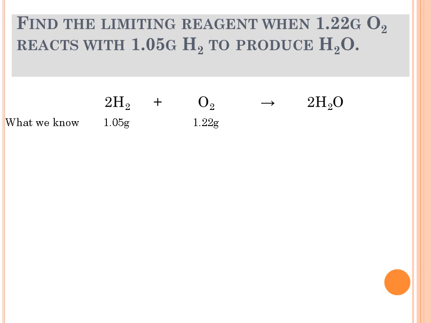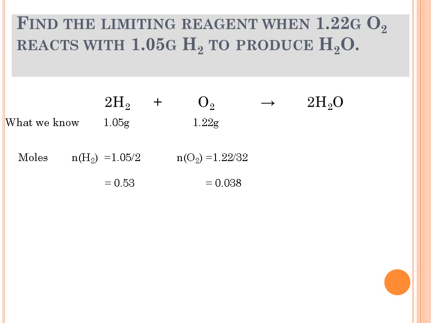The first step in our procedure, now that we know it's a limiting reagent problem, is to calculate our number of moles. So we just divide our mass by our formula mass, and that will give us our number of moles. So in this case, we've got 0.038 of oxygen and 0.53 of the hydrogen.